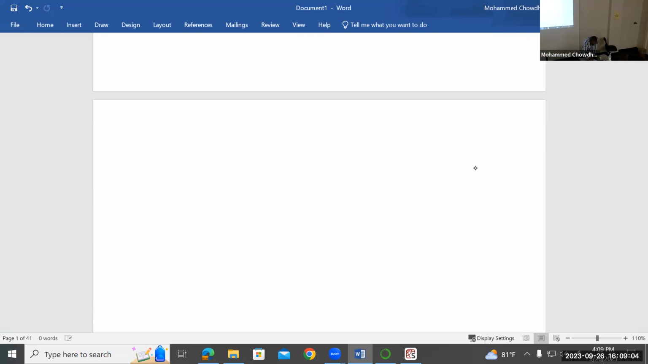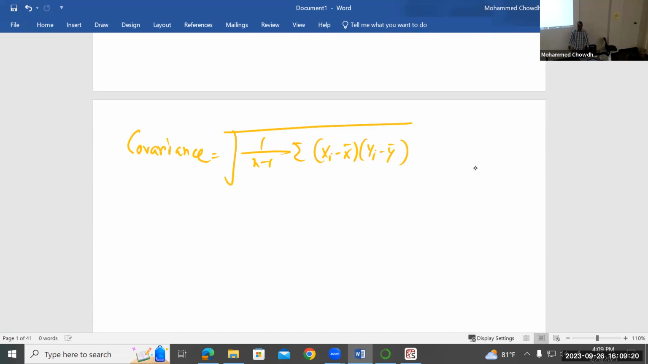Now, I want to find the covariance. Covariance is defined by the sum of xi minus x bar times yi minus y bar. This is the covariance formula. So covariance is joint variability. Joint variability of two variables is called covariance.